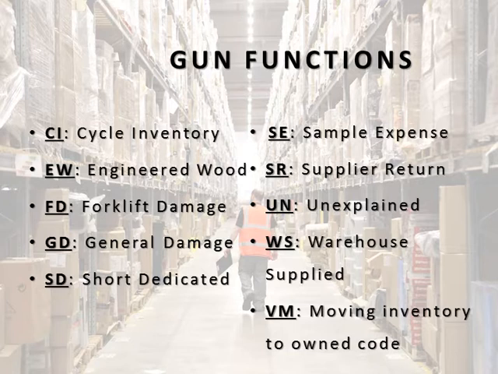FD is forklift damage. GD is general damage. SD is short dedicated. SE is sample expense. SR is supplier return. UN is unexplained. WS is warehouse supplied. VM is moving inventory to own code.